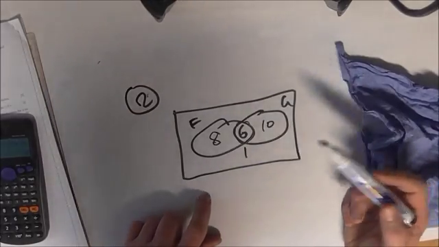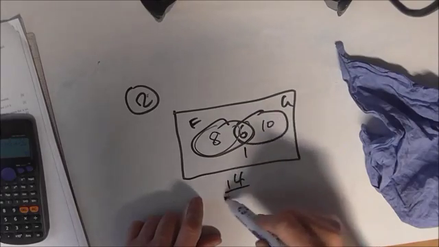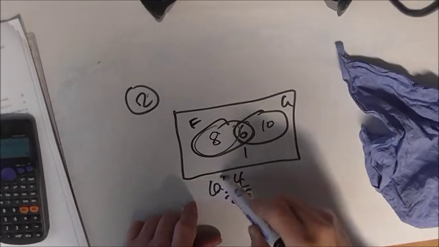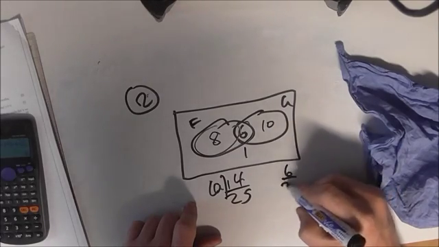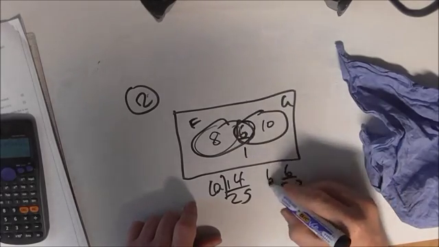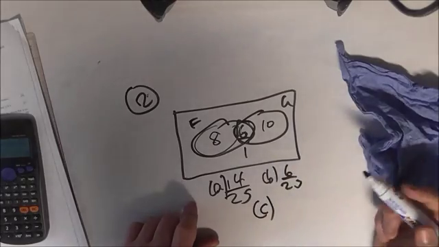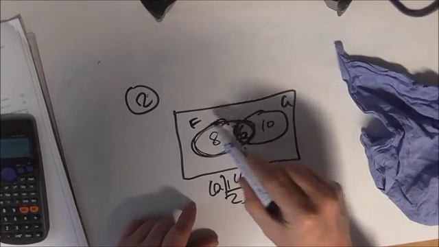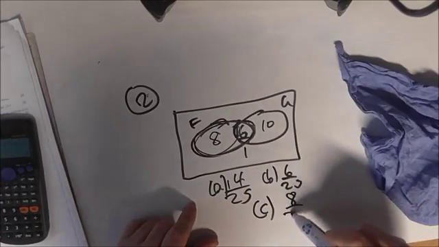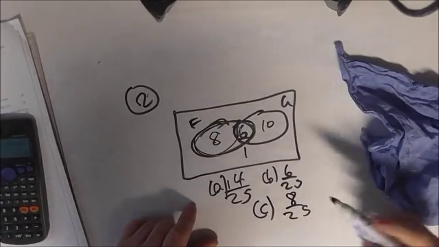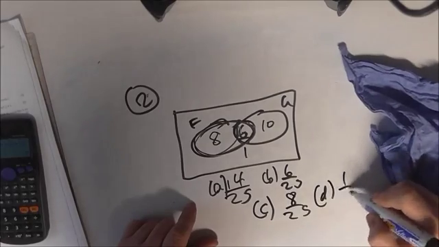So, what's the probability somebody studies French? 14 out of 25. What's the probability somebody studies French and German? 6 out of 25. Just this overlap section. Question C. Studies French but not German. So who's in the French circle but not in the German circle? So that's 8 out of 25. Does not study French or German. That's 1 out of 25.